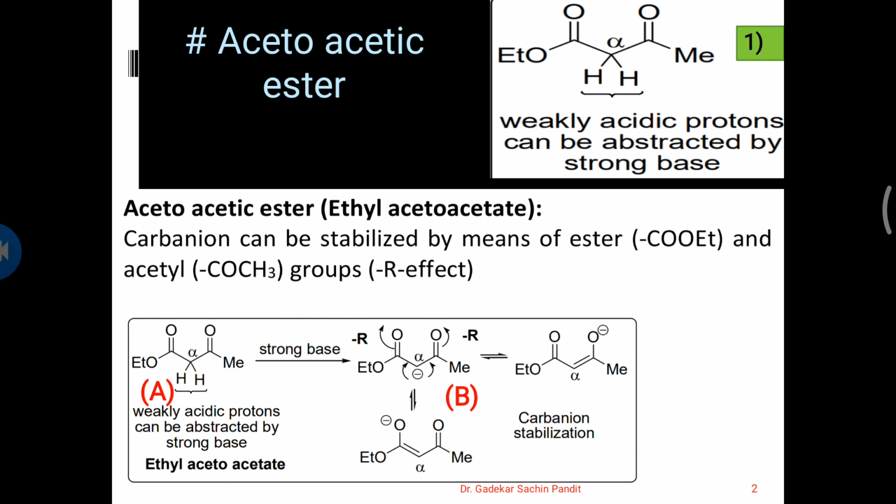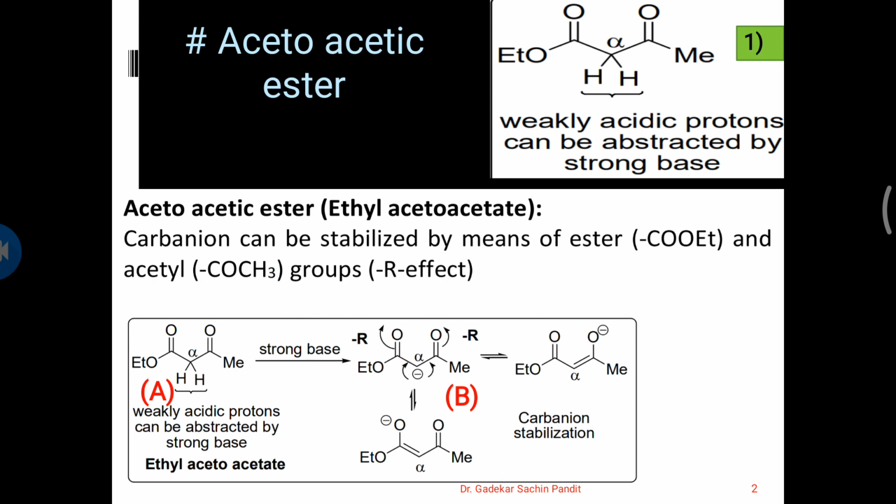acetoacetic ester. This carbanion can be stabilized by means of the ester, and the acetyl COCH3 group acts through a minus R effect. Minus R means negative resonance effect. It acts as an electron withdrawing group, meaning the formation of the anion is stabilized by this acetyl group.